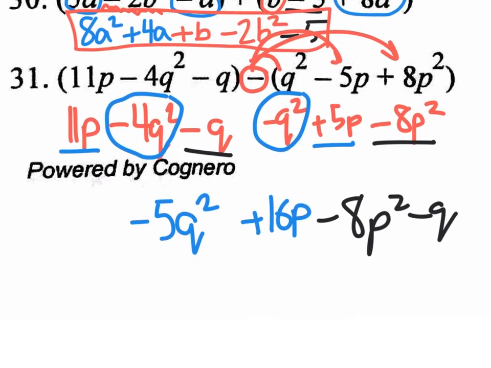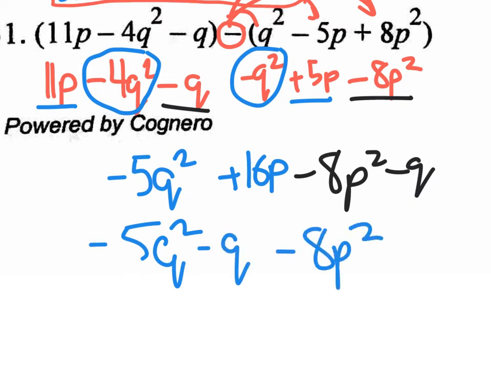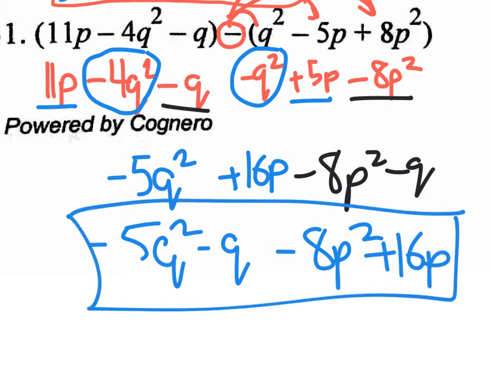Normally, I think the computer will group the p's and the q's together. We're not going to do anything else. We could just move things around and make it look a little nicer, like negative 5q squared minus q minus 8p squared plus 16p. That way the q's are together and the p's are together. But you should be able to see your answer. Even if it's out of order, you should be able to find your answer. It's going to be multiple choice.